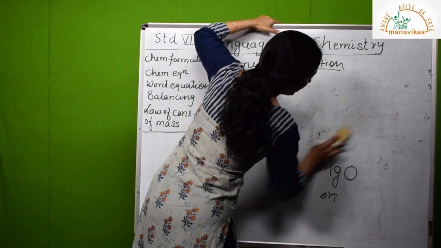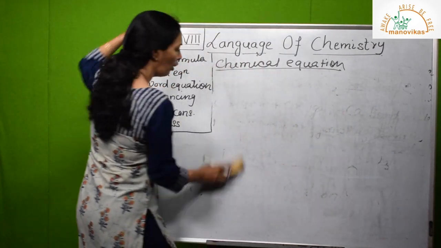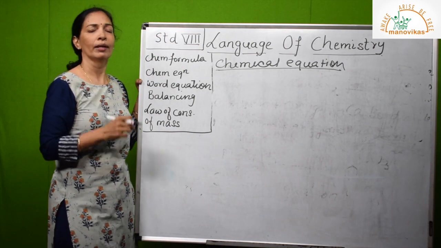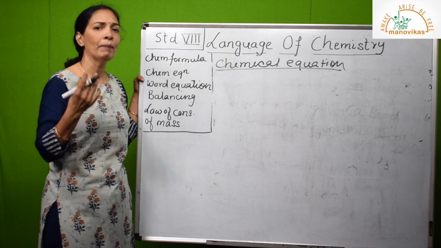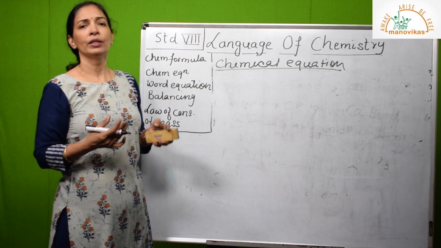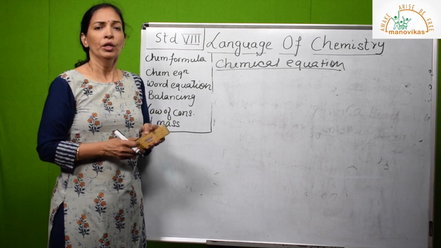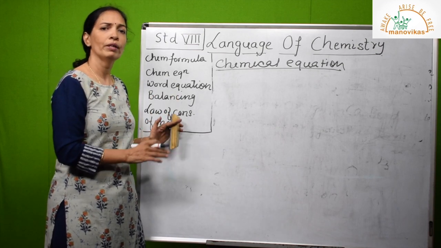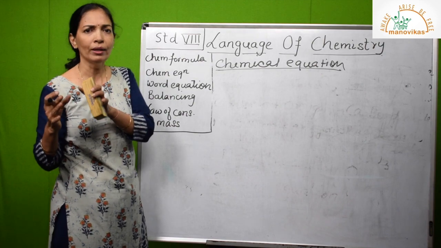So first we have to write the skeletal equation, or the skeletal equation will be given. So we'll start with a word equation, write the skeletal equation and then balance the equation. Why is balancing of an equation very important? Because the number of atoms on the left hand side is always equal to the atoms on the right hand side.